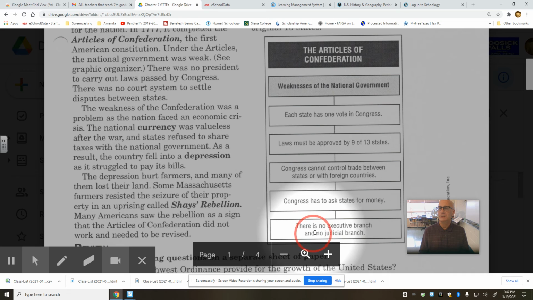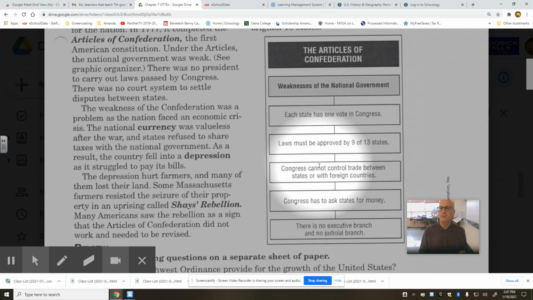And more importantly, the second part here, there was no judicial branch under the Articles. There was no mechanism under the federal government, under the Articles of Confederation, that would allow disputes to be settled in a court of law. And eventually that will be changed when the Articles of Confederation is thrown out and replaced by our current Constitution.